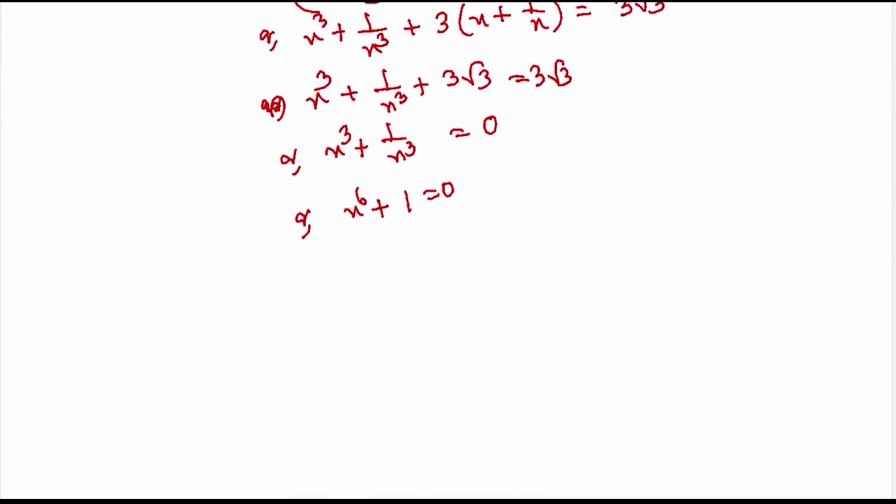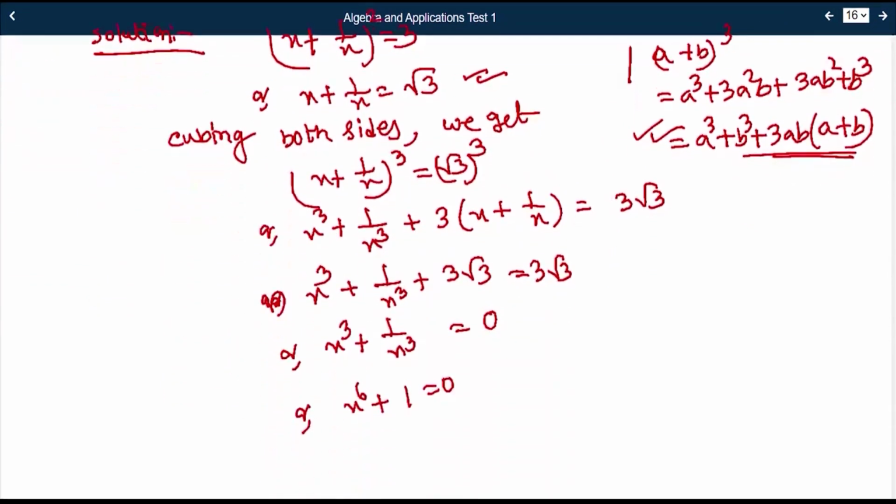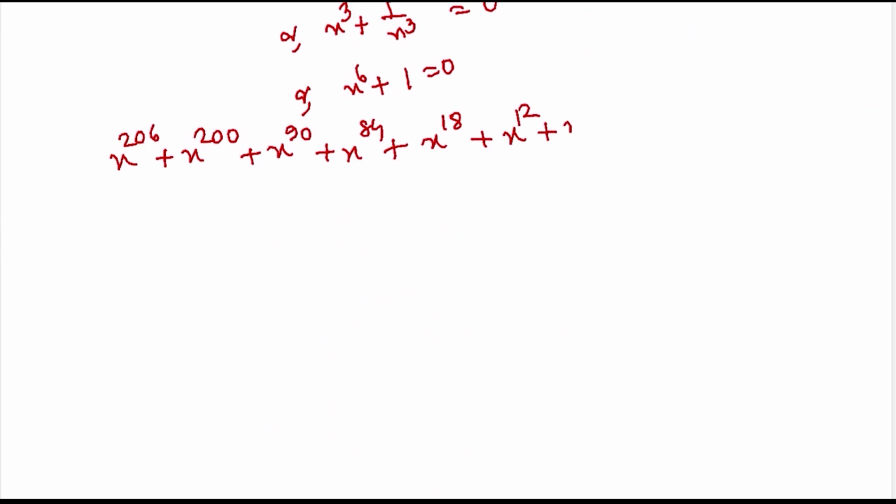Right. Now let me remind you of the expression which we are required to find the value of. So let's write it first. x to the power 206 plus x to the power 200 plus x to the power 90 plus x to the power 84 plus x to the power 18 plus x to the power 12 plus x to the power 6 plus 1.